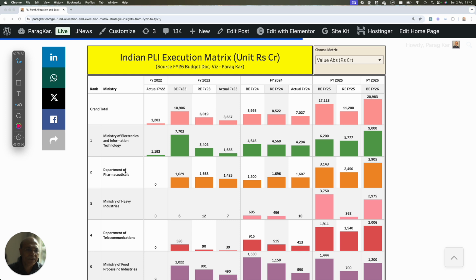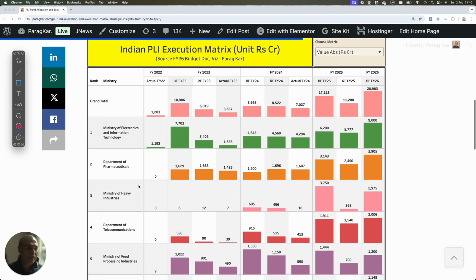Now let's look at the Department of Pharmaceuticals. The Department of Pharmaceuticals is actually doing better. You look at the ambition in the financial year FY23, it was 1,629 crores. Now we have projected 3,000, almost 4,000 crores. So the Department of Pharmaceuticals is doing much better as far as PLI is concerned.